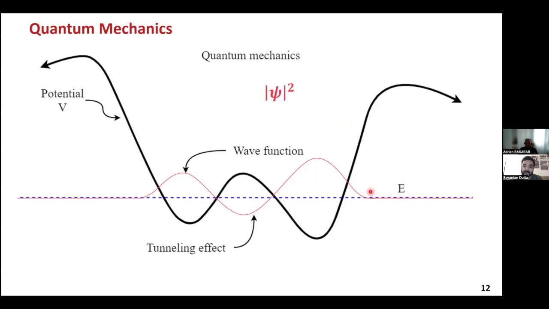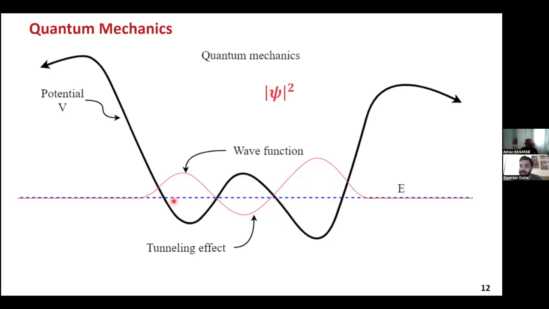Now here we can see the wave function psi, and the probability of finding the quantum particle at some point in space is given by mod psi squared. Although the energy level is much lower than the potential barrier, unlike the classical picture, the probability of finding the quantum particle at this point is not zero. It still has a non-zero probability here. So the quantum particle can tunnel through this potential barrier and reach this place.